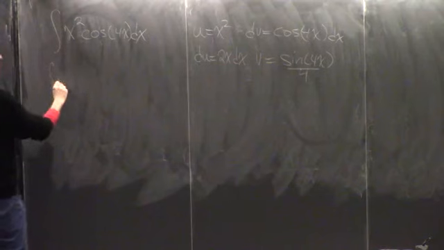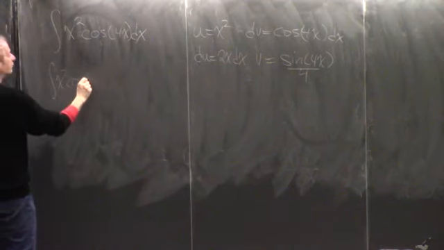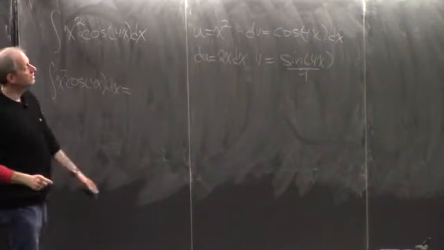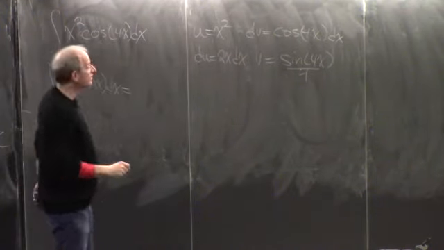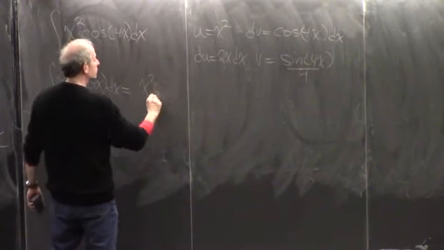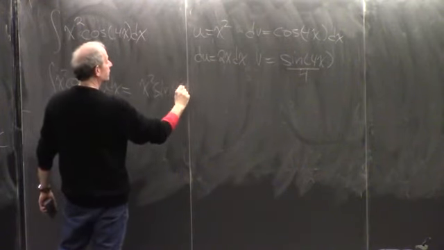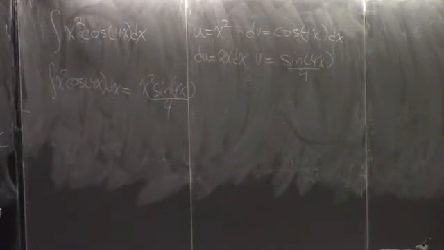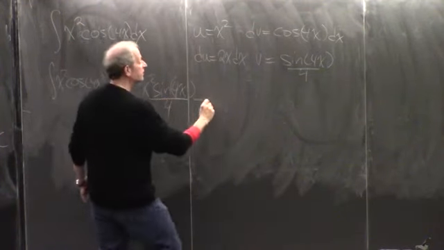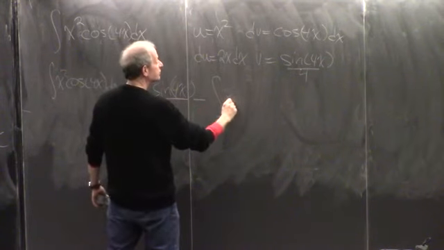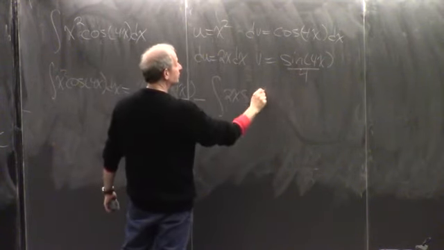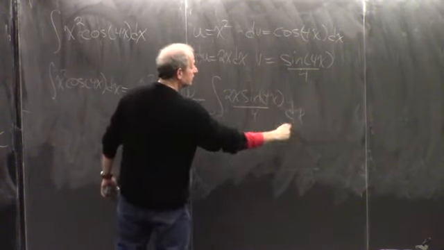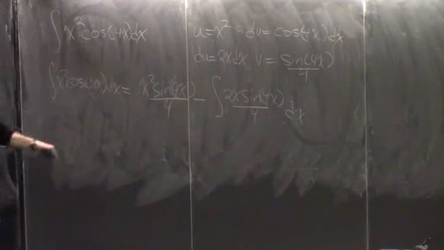So now this integral, x squared cosine of 4x dx, becomes the integral of u times v, which is x squared sine of 4x over 4, minus the integral of v du, minus the integral of 2x sine 4x over 4 dx. And the 2 and the 4 cancel.